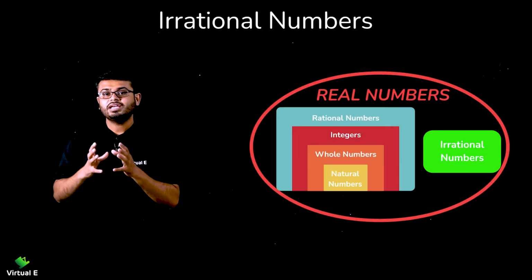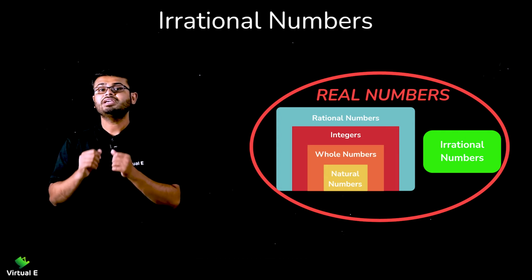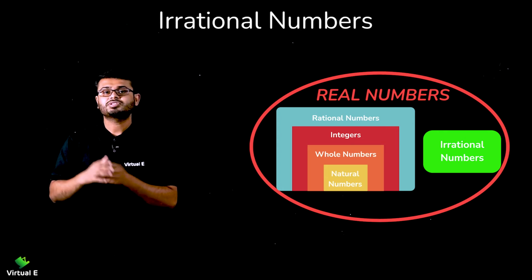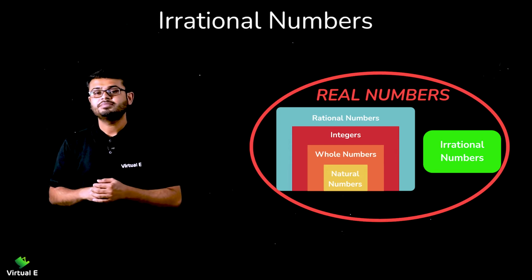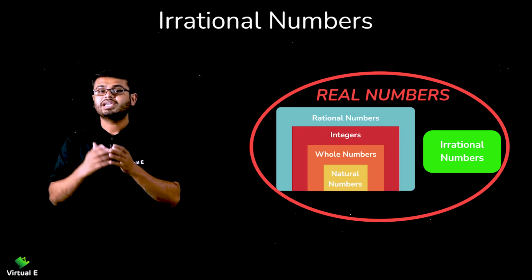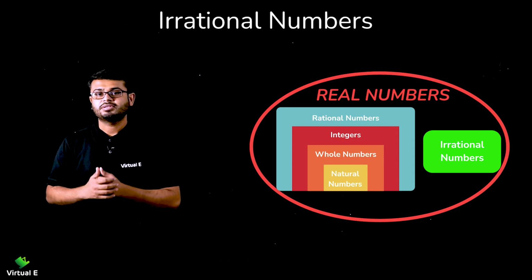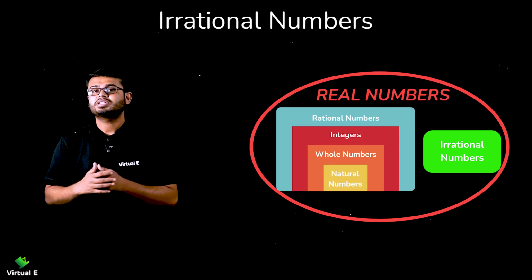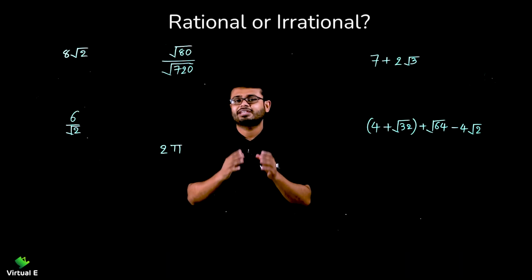Now when we include rational and irrational numbers together, we have the real numbers, right? Remember, the real numbers are made up of two: rational numbers and irrational numbers. We discussed earlier that there are so many numbers we can comprise into rational numbers plus irrational numbers. So you have the new category, the real numbers. Now let's discuss the sums related to irrational numbers. Let's identify whether the given number is rational or irrational.